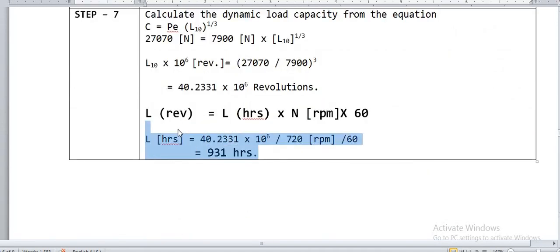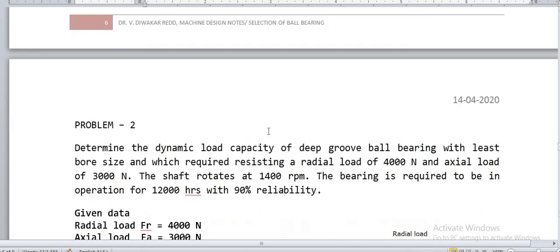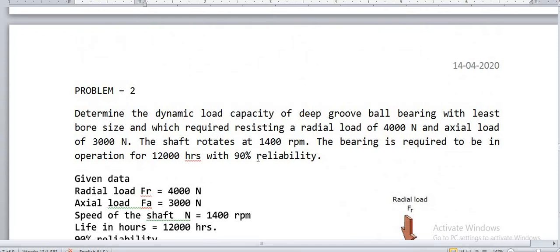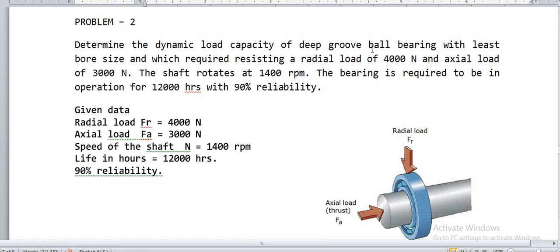So here in this particular problem, the bearing number is given, so therefore you need to calculate the life of the bearing. Another problem we will solve where the life of the bearing is given, with 90% reliability. That is the second problem. With a load rating of 4000 N radial load and 3000 newtons as the axial loading conditions, with a shaft rotation of 1400 RPM, the bearing is to be operated for 12,000 hours. So we require to operate the bearing for 12,000 hours. Which type of bearing is suitable?